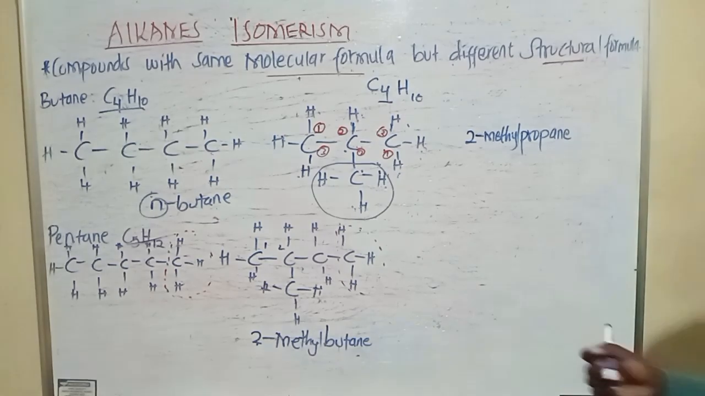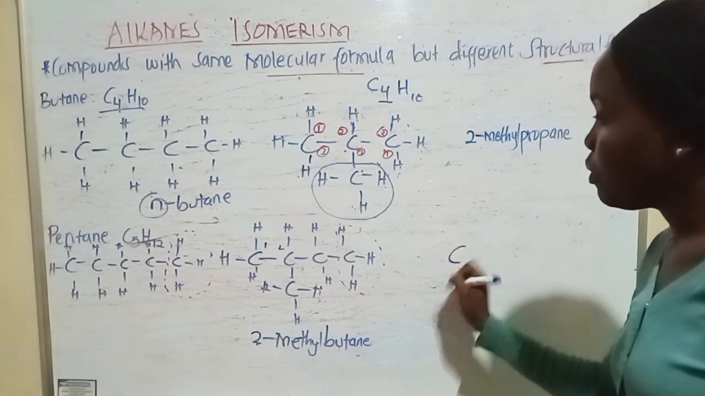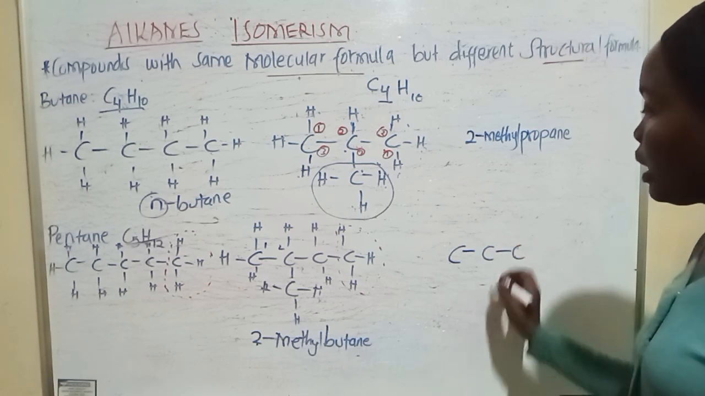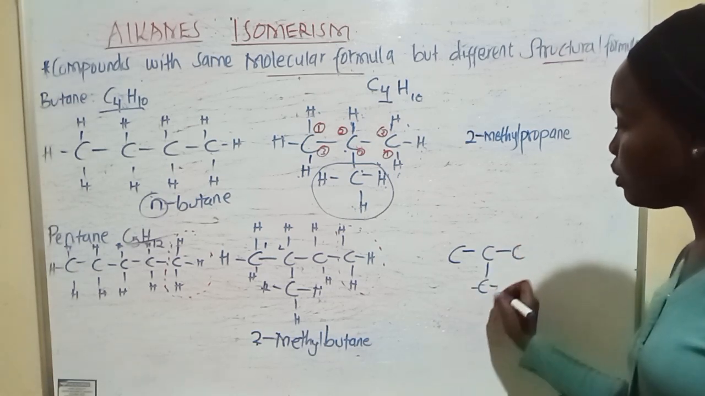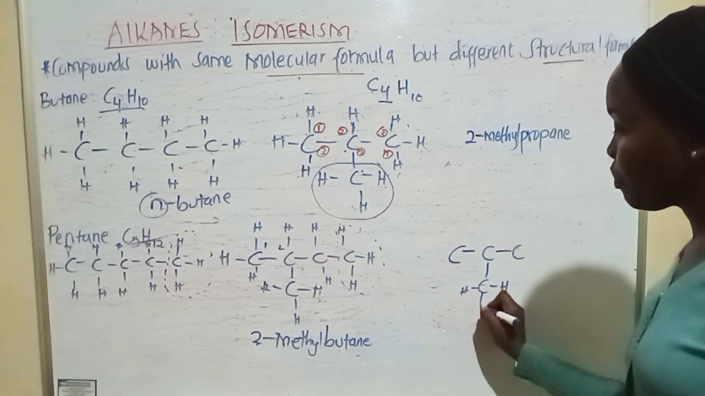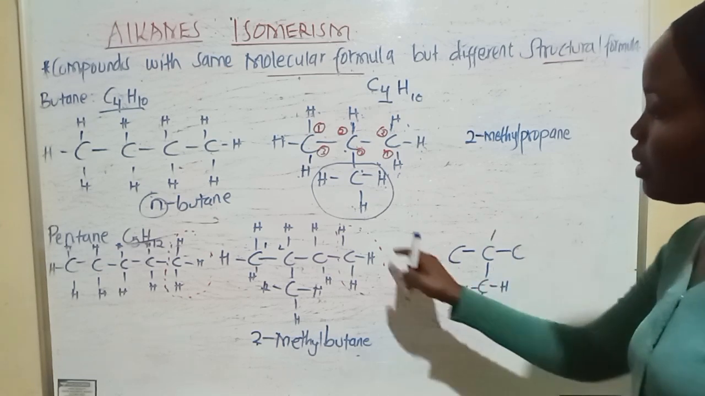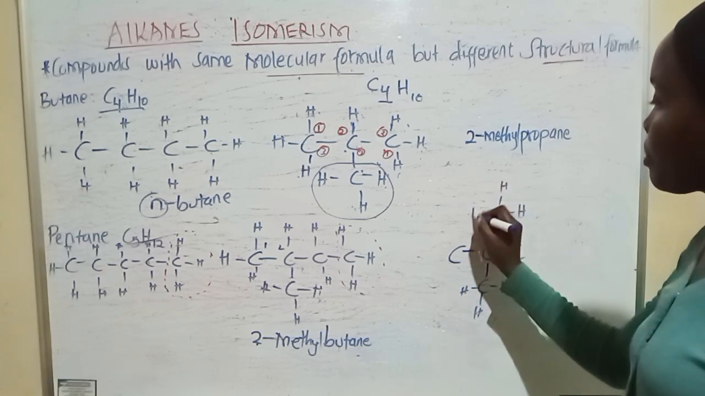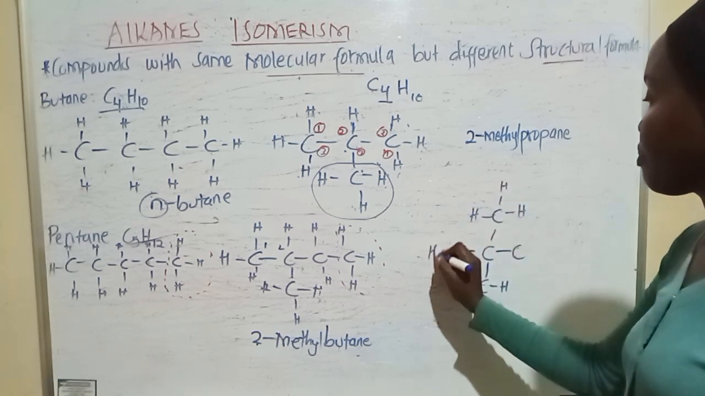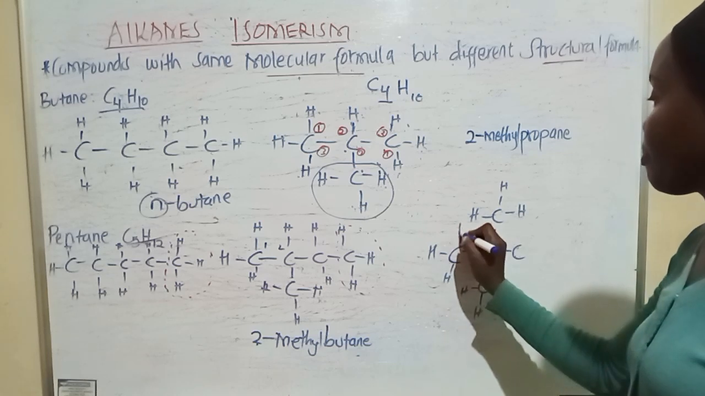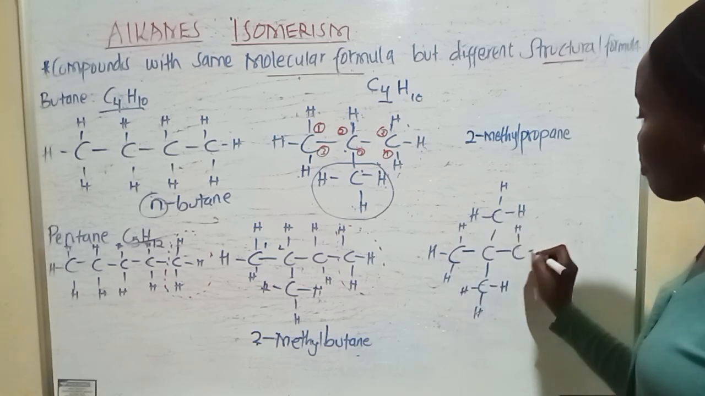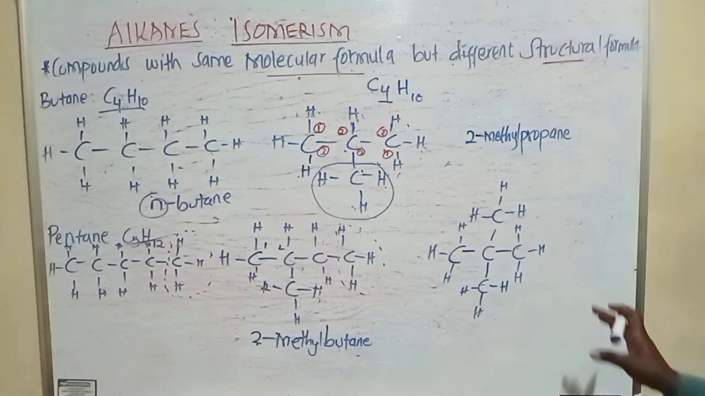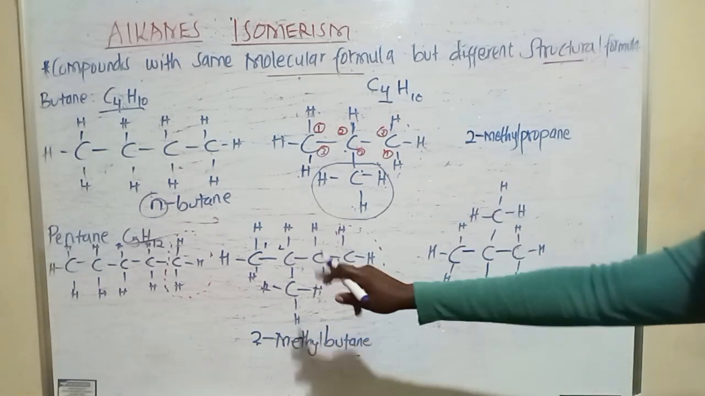We're going to have 1, 2, 3 carbon atoms, and then we're going to have the first methyl group here, and this other methyl group also there. So this is another isomer of pentane.